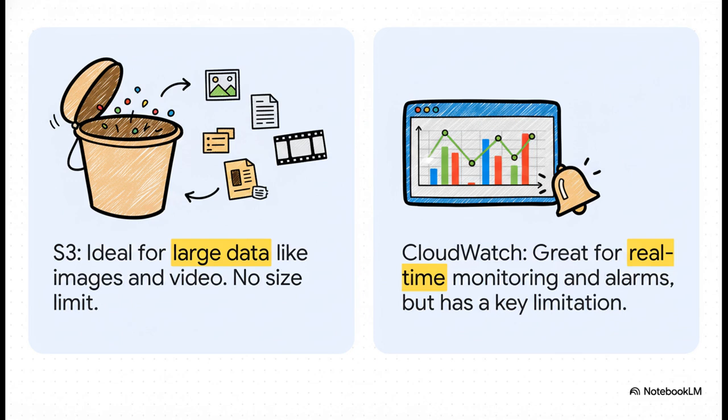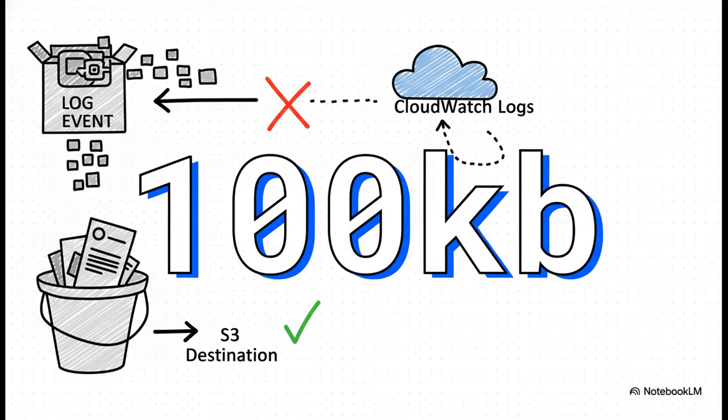And this right here is the key trade-off you absolutely have to know about: 100 kilobytes. Any single log event, and that means the prompt, the response, and all the metadata combined, that's bigger than 100 kilobytes, well, it just won't get sent to CloudWatch logs, period. This is exactly why if you're doing anything with large text outputs or image generation, setting up an S3 destination isn't just a good idea, it's a must.